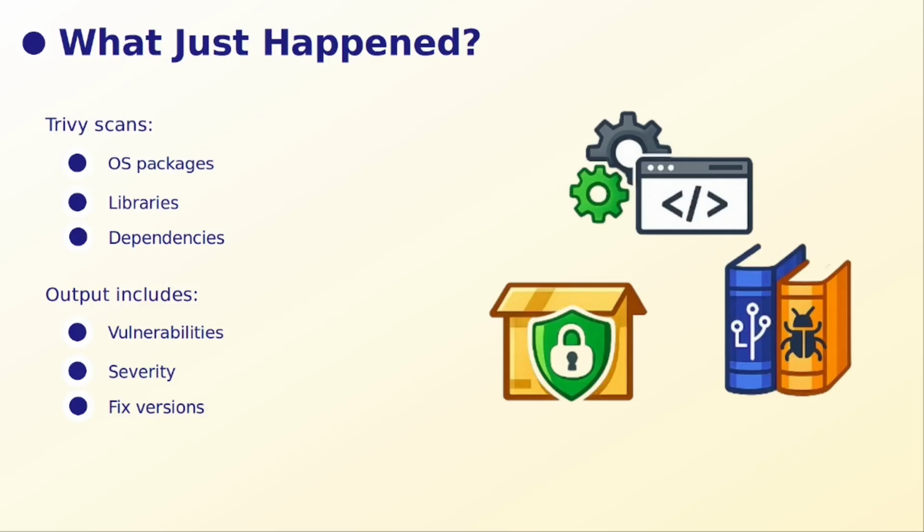What just happened? At this point, you may wonder, what exactly did Trivy just do? Let's look at it from a high-level perspective. When we run a scan, Trivy checks multiple things: OS packages like system-level software, libraries used by applications, and dependencies, the internal components your app relies on. Trivy compares these components against a vulnerability database. Then it generates an output that includes a list of vulnerabilities, their severity levels, and the fixed versions.